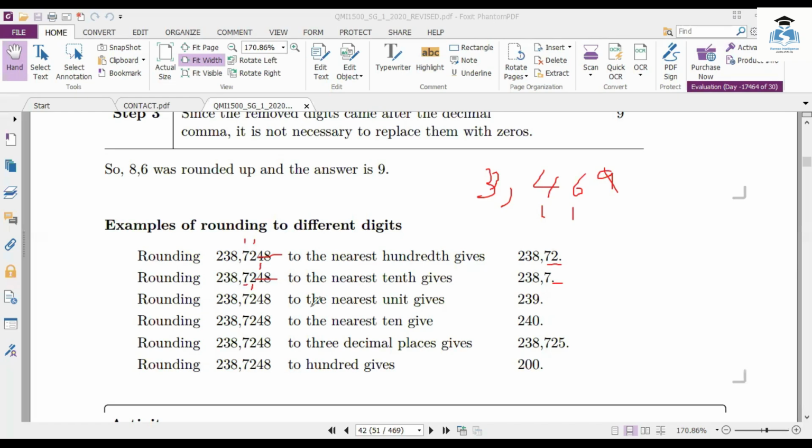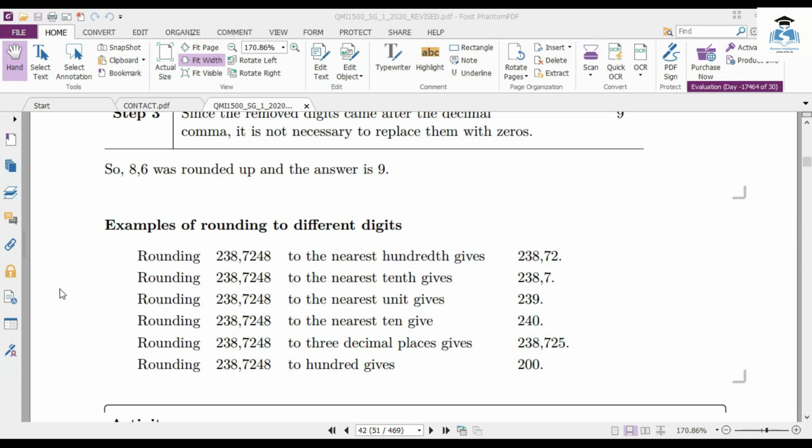To the nearest unit, unit is this one before the comma, right? You check the number after. Is it above? Yes, it is above. So you add 1. So it will be this one. Then tens, this one. You look at this, it's above. So you add 1. So 240. To 3 decimal places. 1, 2, 3. This one is above. So you add 1. So it will be this.